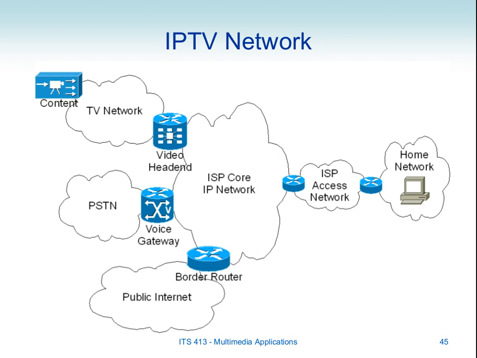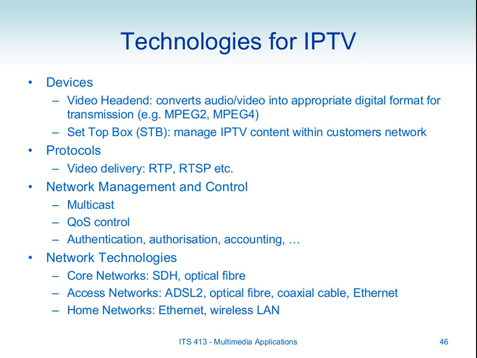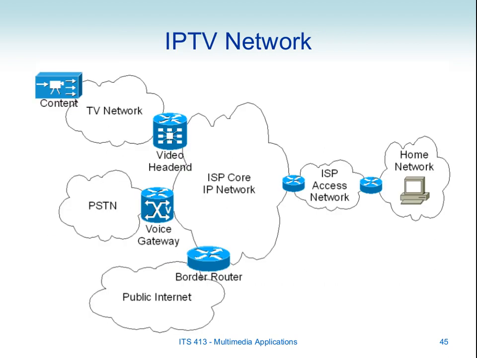So that's the role of the video head end, to convert it from one format, and it may be analog or digital, into a digital format that can be sent across the network. And a typical approach is to use RTP as the protocol to send it across the network to stream. It's not shown in this diagram, but in your home, you usually need some set-top box to receive the content and distribute the content to the appropriate devices, the TV, the audio system, and so on.